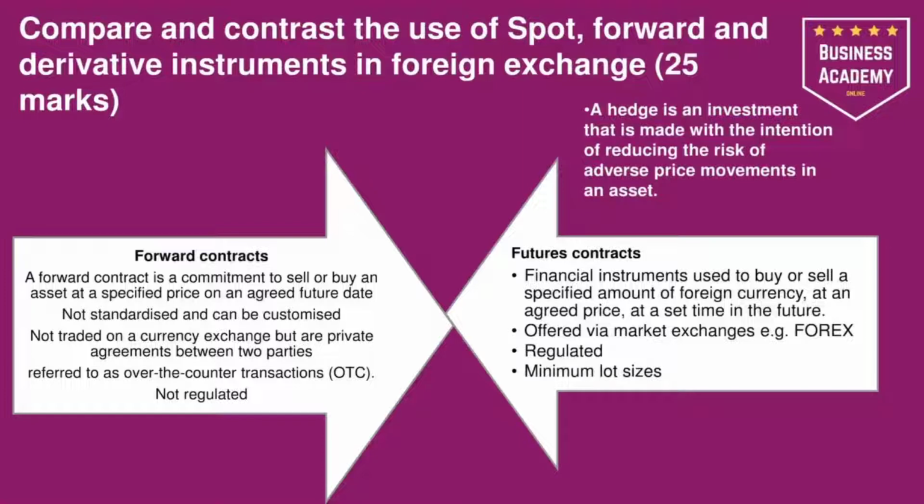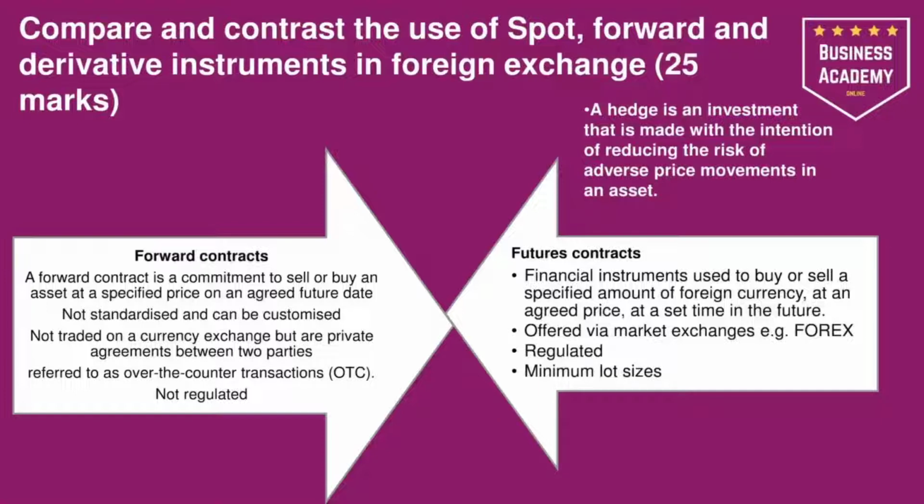It's not traded on a currency exchange, but it's private agreements between two parties. So it's an agreement between a buyer and a seller, a private one. And because this is just between them, it's referred to as an over-the-counter transaction. It's not done on the currency exchange, but it's an agreement between two parties. Now, it's not regulated, which means that there is more risk. Whereas if you use a futures contract, it is regulated because it's created by a currency exchange. However, it can be more flexible to meet your needs, especially if you're buying a smaller amount of currency.